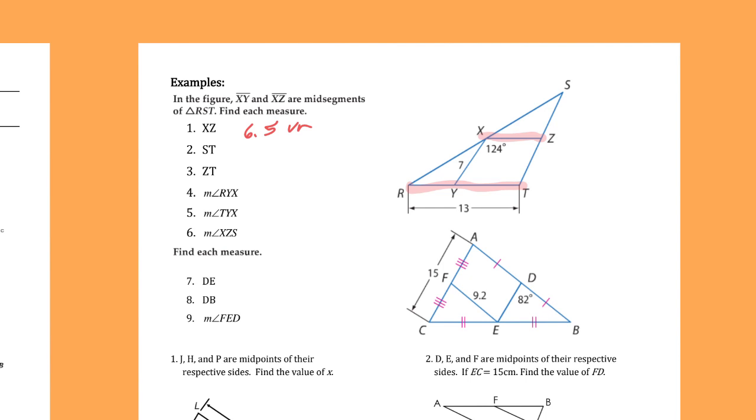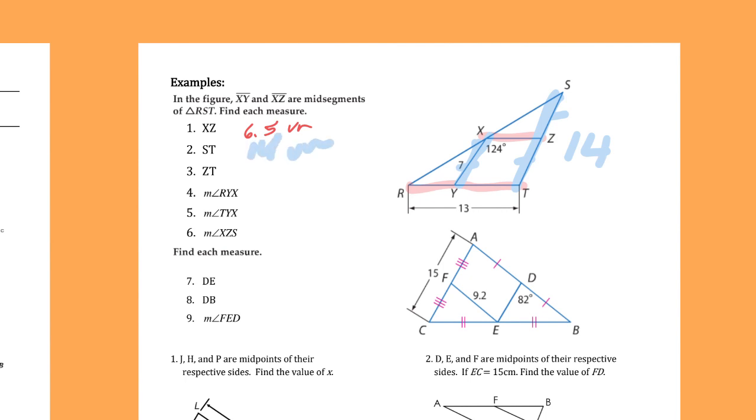And then ST. Well, ST, where is she? Okay, I see her. If this is 7, then this length right here is going to be twice as long. So that'd be 14. Each of those two pieces of ST are going to both be 7, so all three of those are going to be the same. So this overall length will be 14 units. You can write 14 units here.